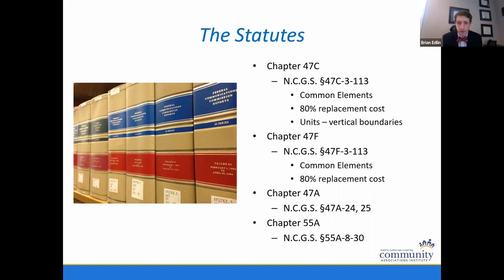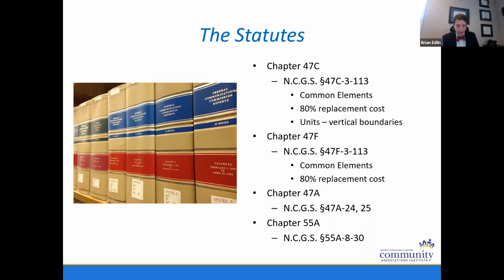One thing that's unique about condominiums is whether you have to insure the units. The short answer is that if there are horizontal boundaries, meaning a vertical stacked condominium, then the units have to be insured. If it's not a stacked condominium, or a condominium without horizontal boundaries, then the units do not have to be insured. So that is one important distinction with respect to insurance and condominiums.